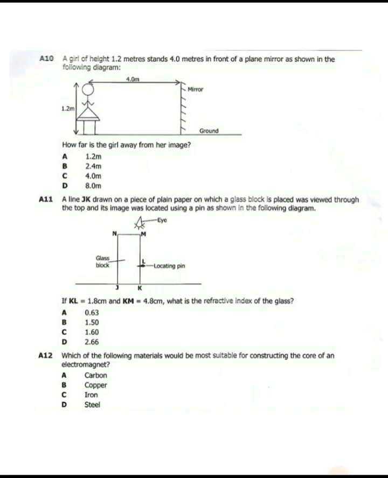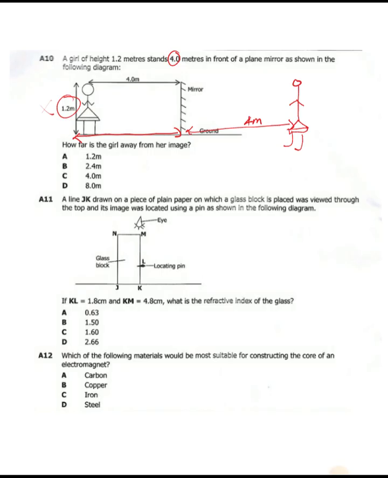A girl of height 1.2 meters stands 4 meters in front of a plane mirror, as shown in the following diagram. How far is the girl away from the image? In this case, ladies and gentlemen, the height is not playing anything here. They are saying, okay, look, this is the distance they are interested in. Now, usually, for images on a plane mirror, they are at the same distance as the object. So it will be the same distance. So it will be 4 meters. I don't know if you're getting the concept. All right.